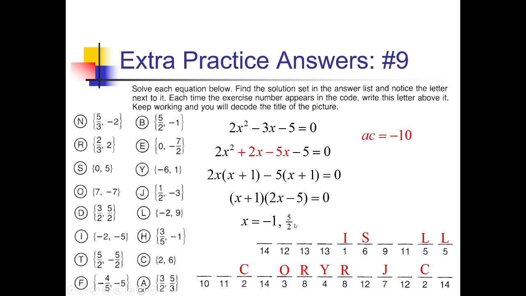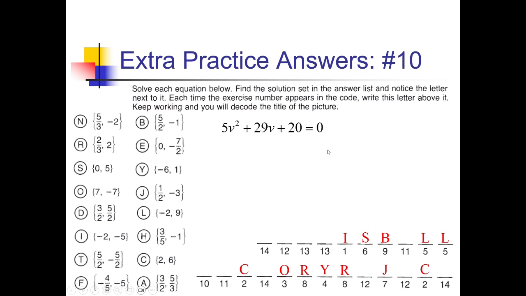All right, 5 over 2, negative 1. Where do I see that? All the way up here, choice B. And that's going under spot 9. So there's a 9 right there for B. And it looks like that's the only one. So on we go to problem number 10.